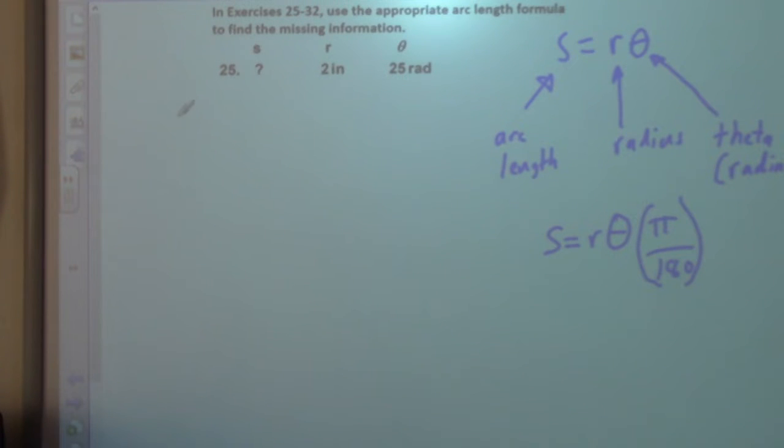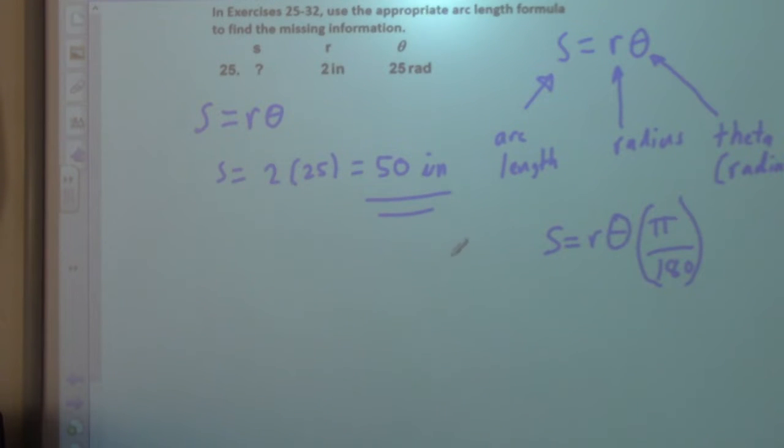So the first one, we have S is equal to R theta. So basically it's S equals radius times radians. So S is going to be equal to 2 times 25, which equals 50. And your units are the same, inches. 50 inches, so that's going to be it.